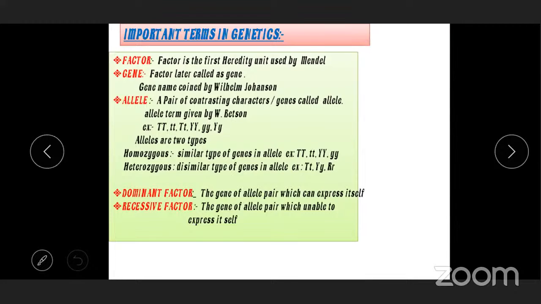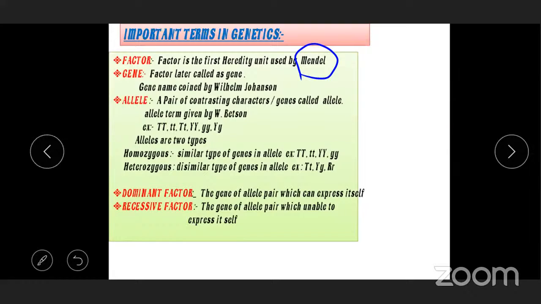Before entering into the genetics topic, we have to learn some terms of genetics, which is very important. So what is the first term? Factor. In olden days, before the 19th century, the heredity unit was called a factor. The name factor was given by Mendel.